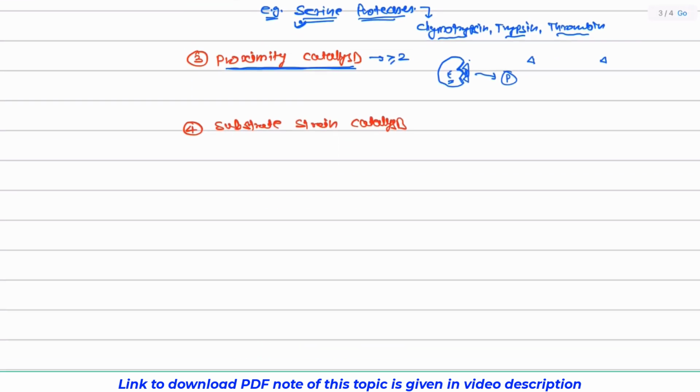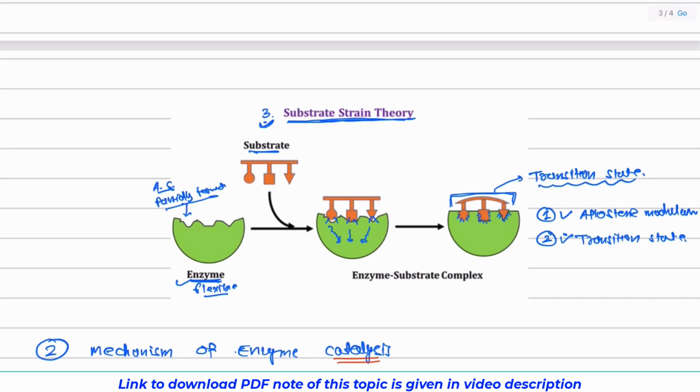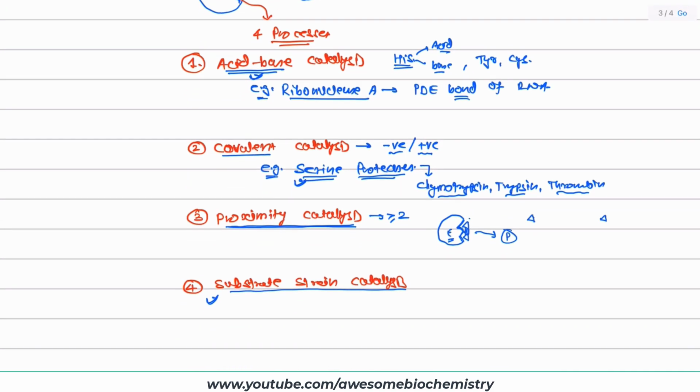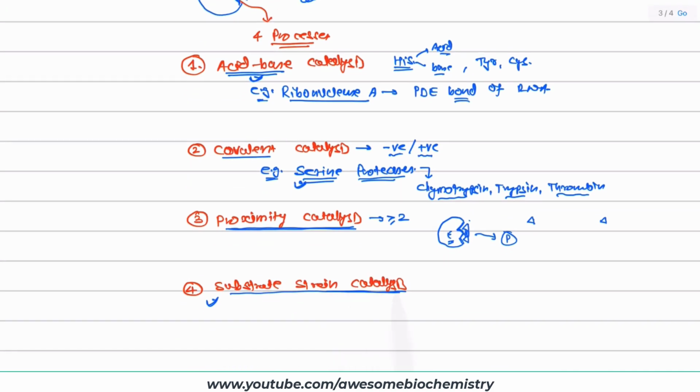The last one is the substrate strain catalysis, and this we had partially already seen in the third mechanism of enzyme-substrate complex formation, and that is the substrate strain theory. So here, as you can see, upon binding of the substrate to this enzyme, what happens? A strain is imparted on this substrate, and because strain is imparted, there will be a reaction in this substrate and the substrate will be able to get converted. So that is how substrate strain catalysis occurs.